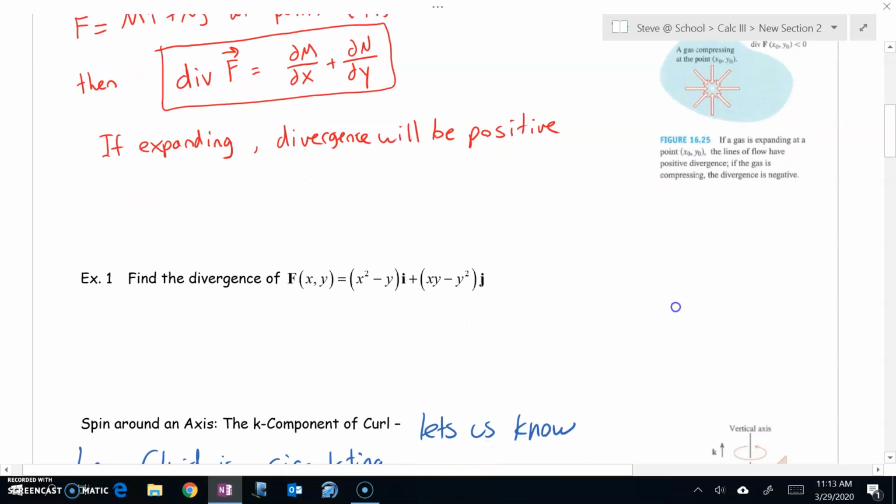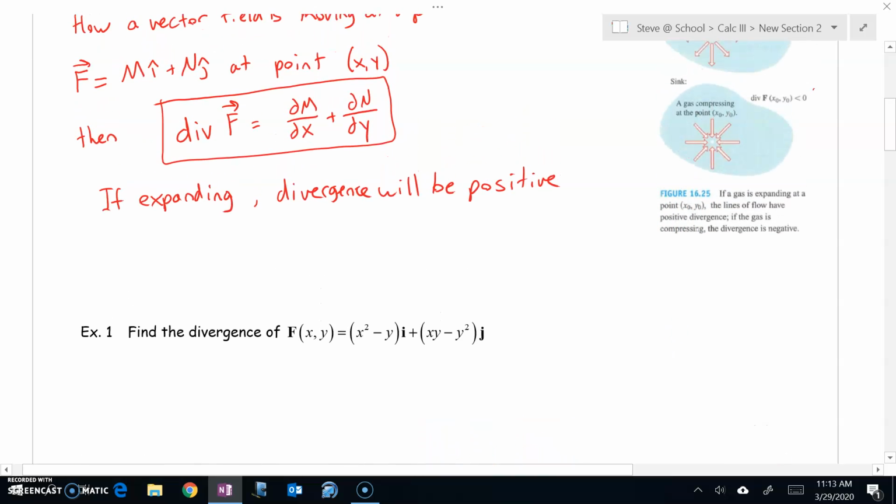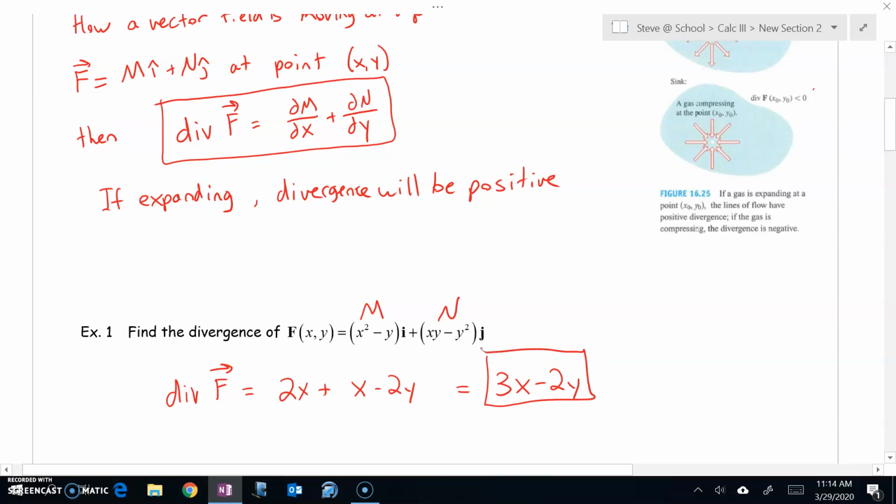So find the divergence of this field. Again, this field has the M and N, or i and j, components. Using the formula I just gave you, we take the derivative of M with respect to x, and we get 2x, plus we take N with respect to y, and that is x minus 2y. Since we have like terms, we can combine them, and we get that the divergence of this field is 3x minus 2y at any point (x, y). That's how easy it is to calculate a divergence.